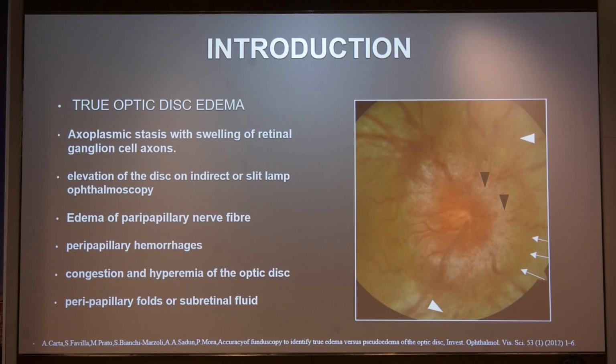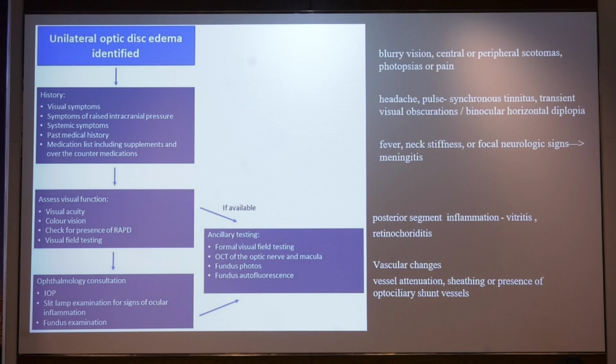So coming to true optic disc edema, there is swelling of the retinal ganglion cells with axoplasmic stasis. And you actually need to see binocularly there is an elevation of the disc on indirect or slit lamp. There is associated edema of peripapillary nerve fibers, peripapillary hemorrhages are there, congestion and hyperemia of the disc, along with peripapillary folds or subretinal fluid, unlike what we saw in pseudo disc edema.